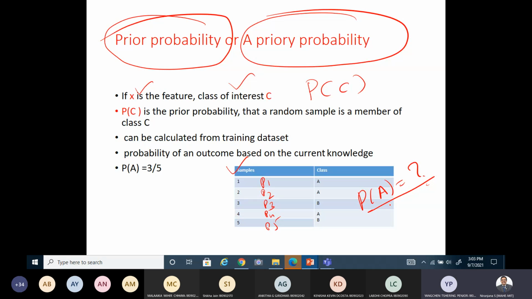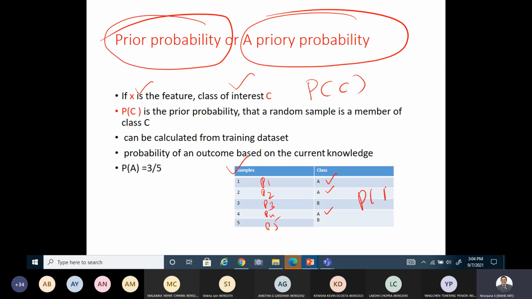For this table, it would be 3 by 5. Why did you say 3 by 5? The number of occurrences that you are counting, divided by the total number of outcomes. Yes, that is why you said 3 by 5. That is correct. Your counting is correct.